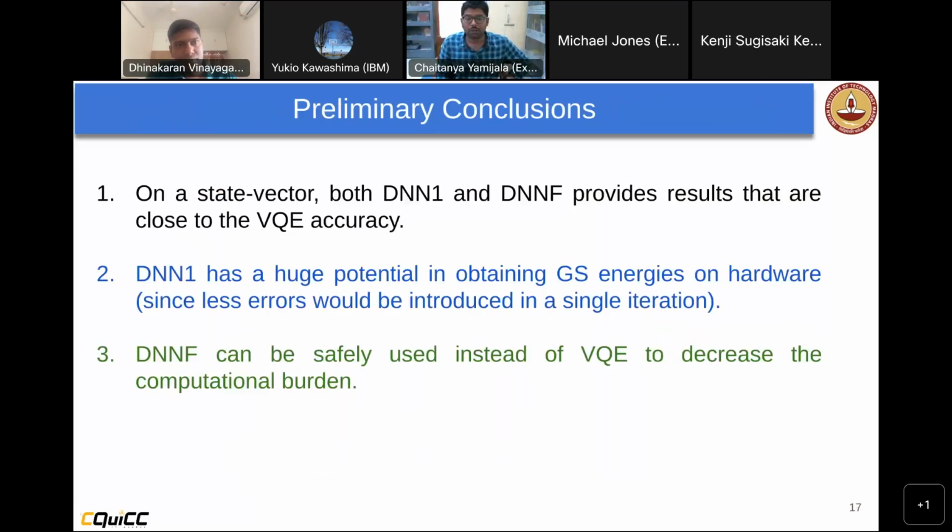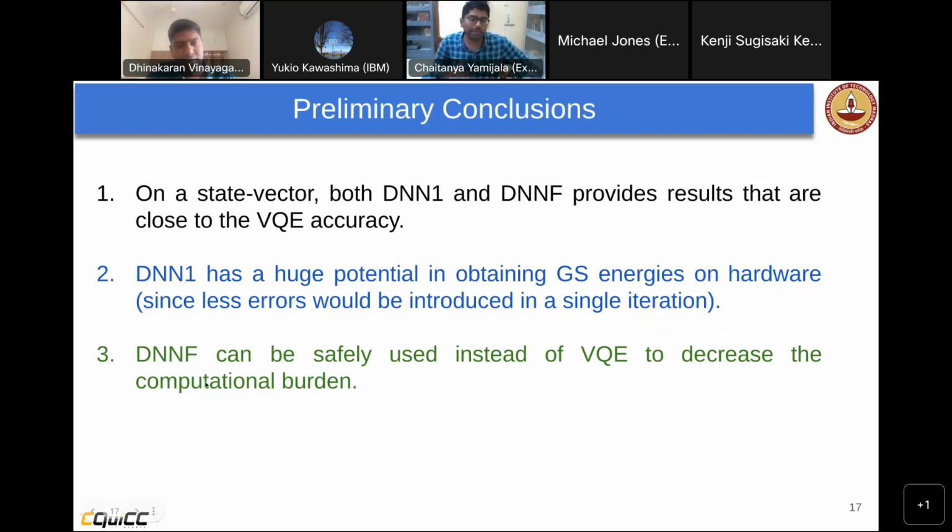Okay. So till here the major conclusions are, on a state vector, both DNN1 and DNN-F provide very good results that are close to the VQE accuracy. DNN1 has a huge potential for obtaining ground state energies on hardware because you are only performing one iteration there. Because we are doing one iteration, the errors creeping in will be very less.